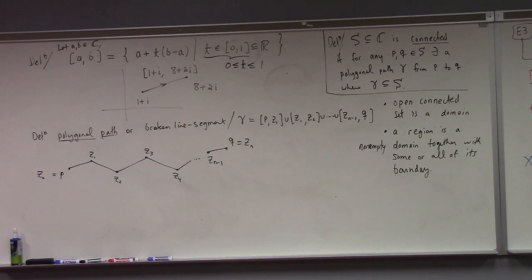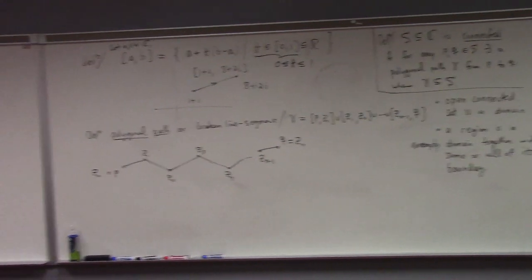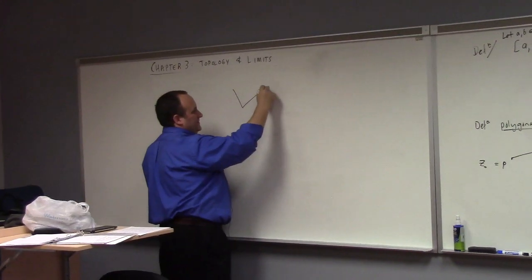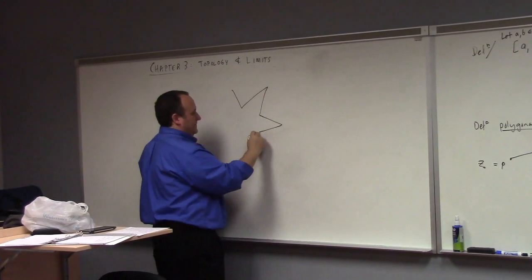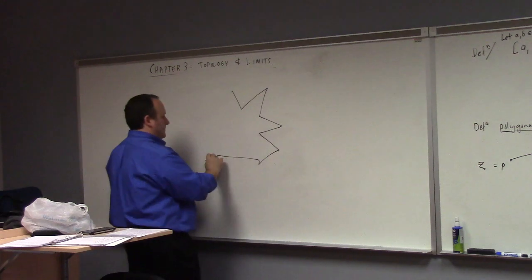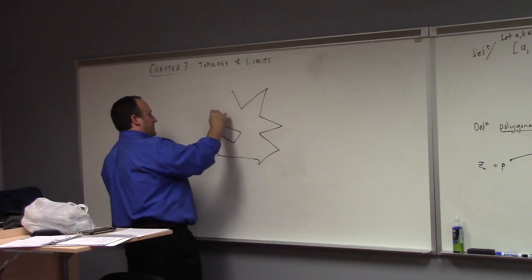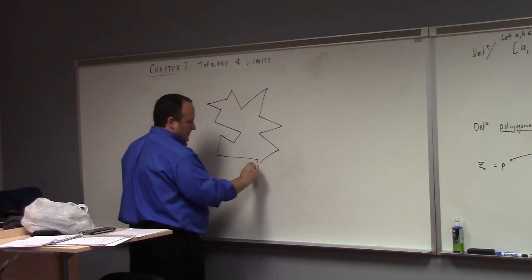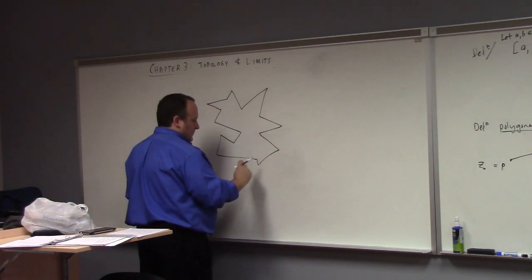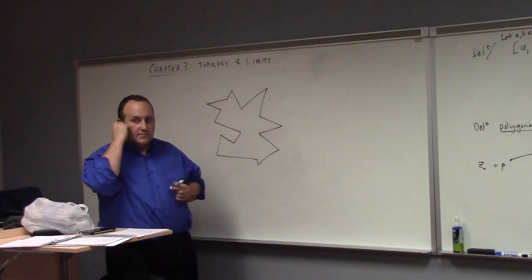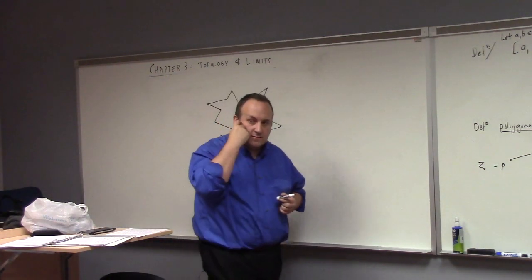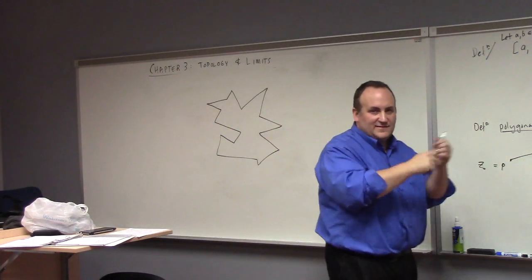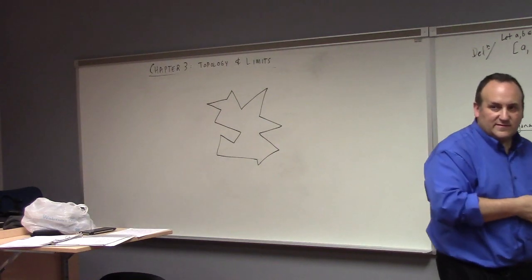Because the thing is, if you want me to, you could do some kind of wackadoodle thing like this, I think. These are supposed to all be line segments, right? Just that. Would that be connected? It would, because you can follow line segments to get between any two points.